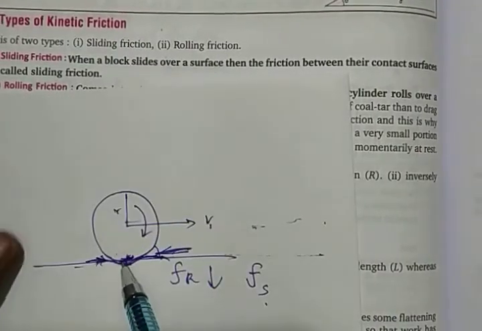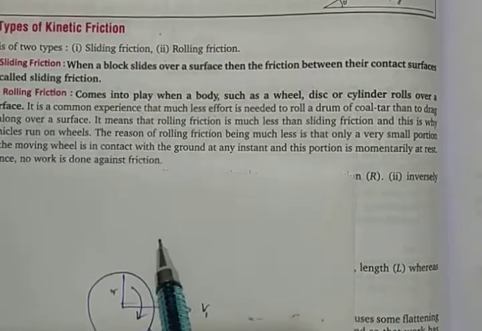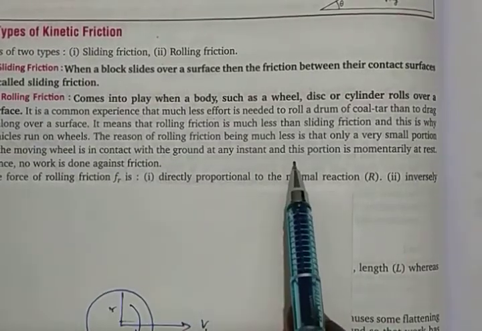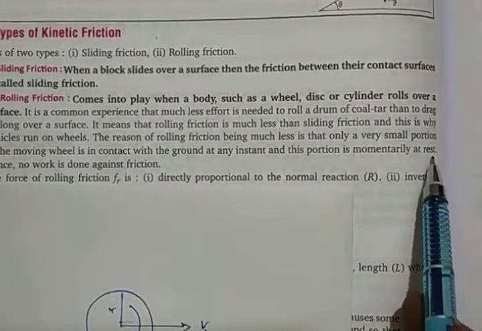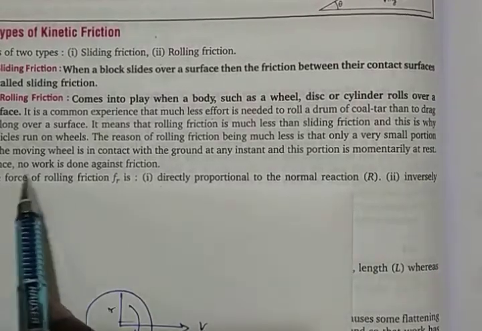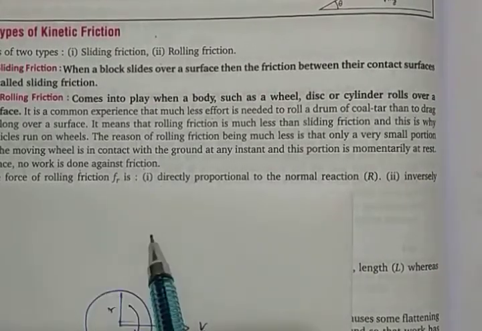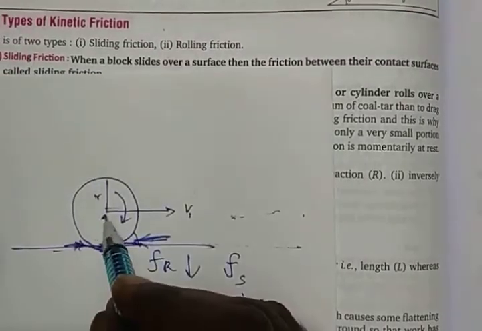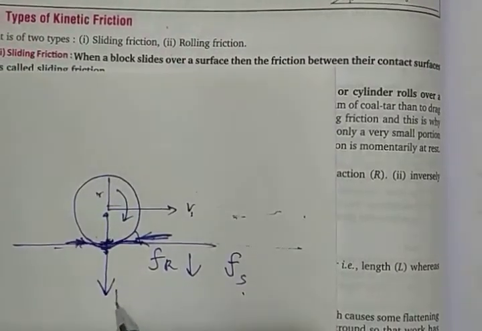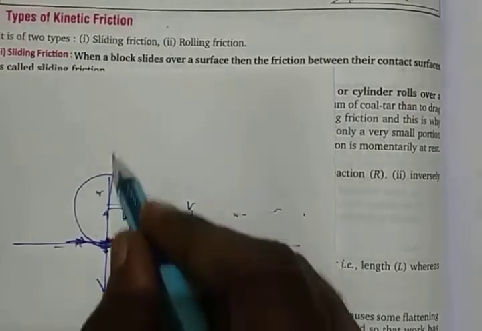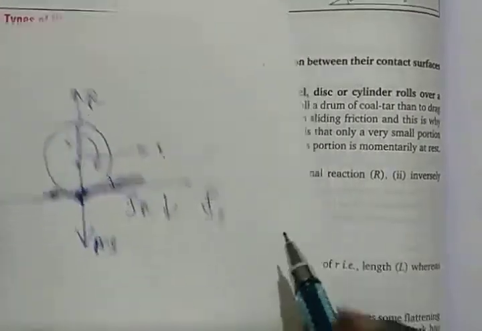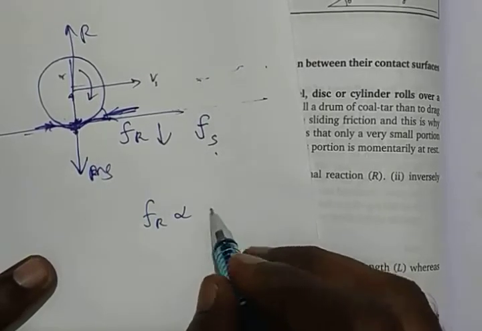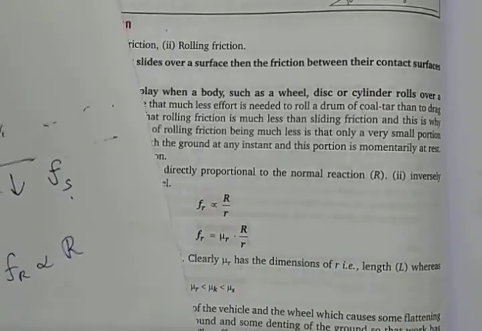A very, very tiny phase only is in contact. That's one of the points. It is in contact with the ground at any instant, and this portion is momentarily at rest. It is not sliding, since no work is done against the friction. So rolling friction is directly proportional to the normal reaction. Here the mg acts, and then the normal reaction. So the coefficient of rolling friction is directly proportional to the normal reaction, right?